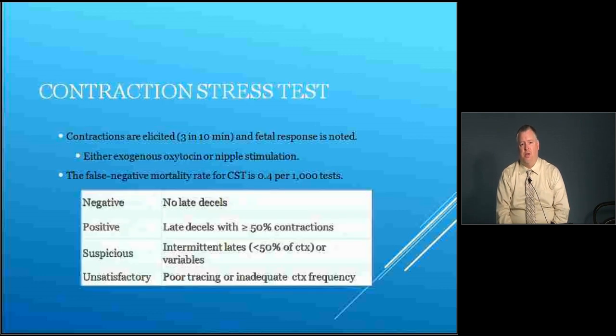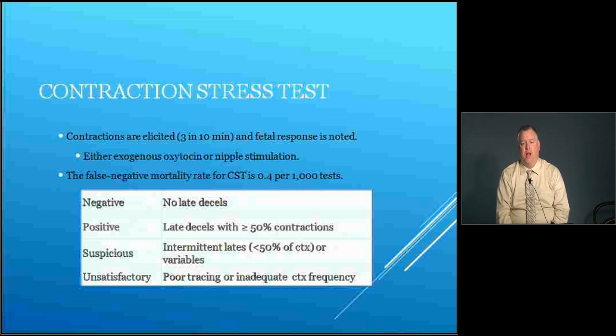A contraction stress test, or a CST, is done when we cause contractions to occur. We want to get at least 3 contractions in a 10-minute period. And then we look to see how the fetus responds to those contractions. We can either do the contractions through giving mom exogenous oxytocin, so hooking her up to an IV and starting an oxytocin drip, or some protocols have the mom do nipple stimulation so she can have a release of endogenous oxytocin to get the contractions that we need as well.